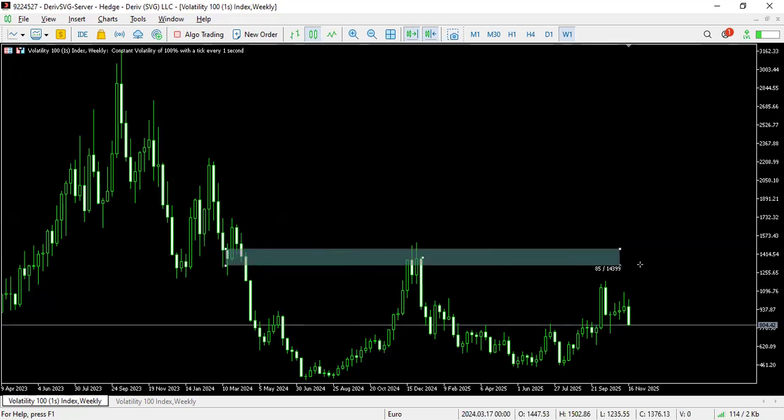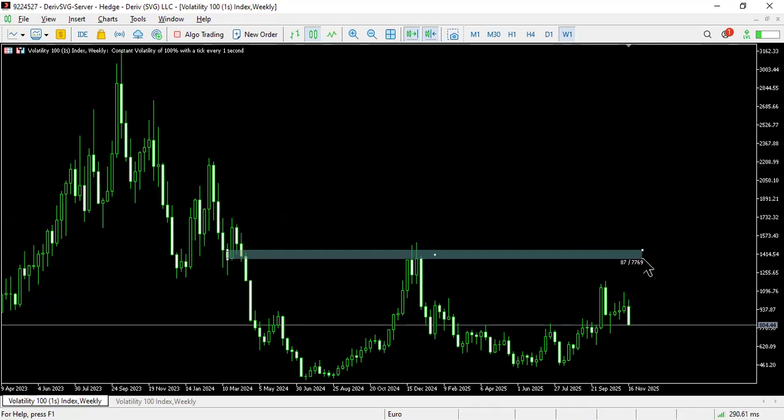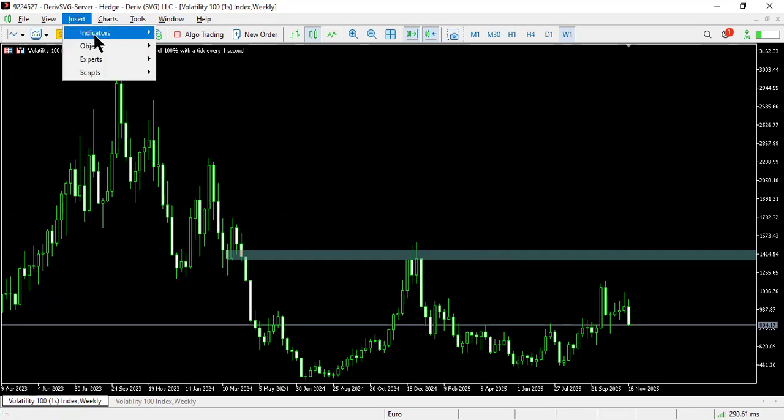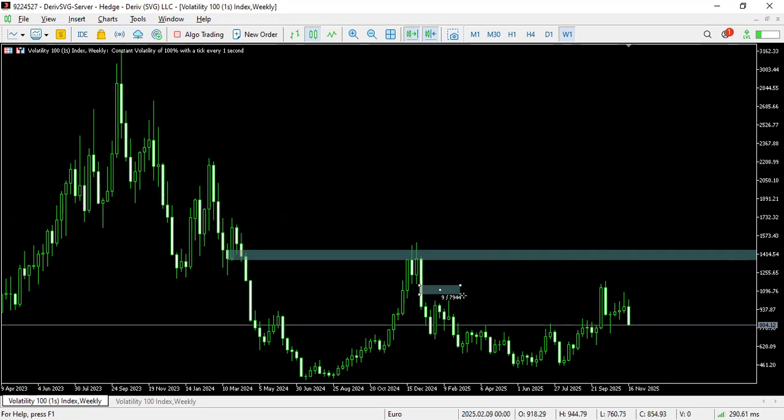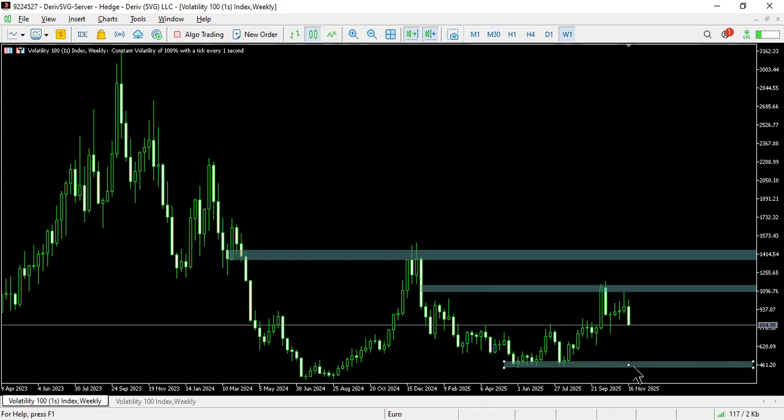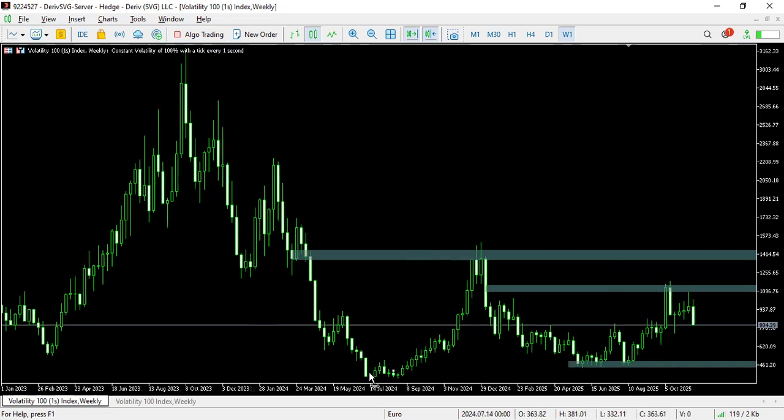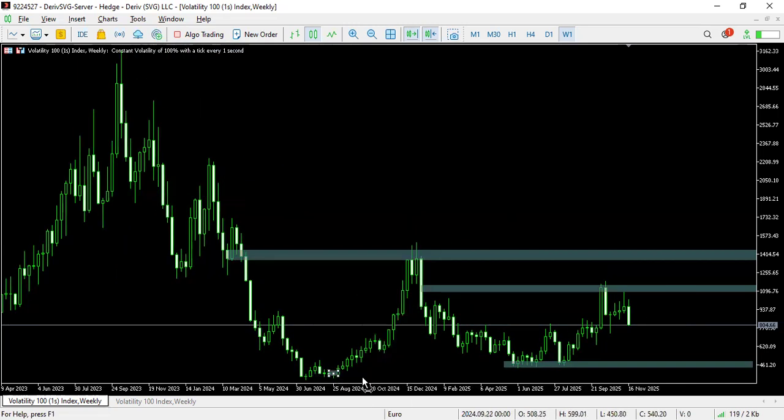So we have a supply zone right there. Another supply right there, and then down here we have our demand zone. So we have our demand zone right here.